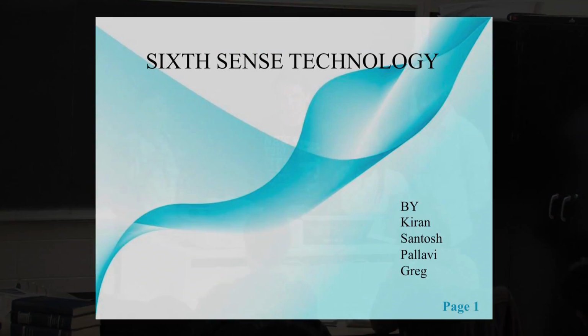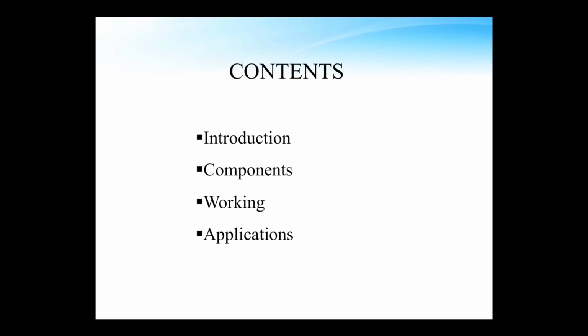Well, our topic is Sixth Sense technology. Today, we would like to share some information on Sixth Sense technology, like who developed this concept, what the components of Sixth Sense are, the working principle, and the real-time applications of Sixth Sense technology.